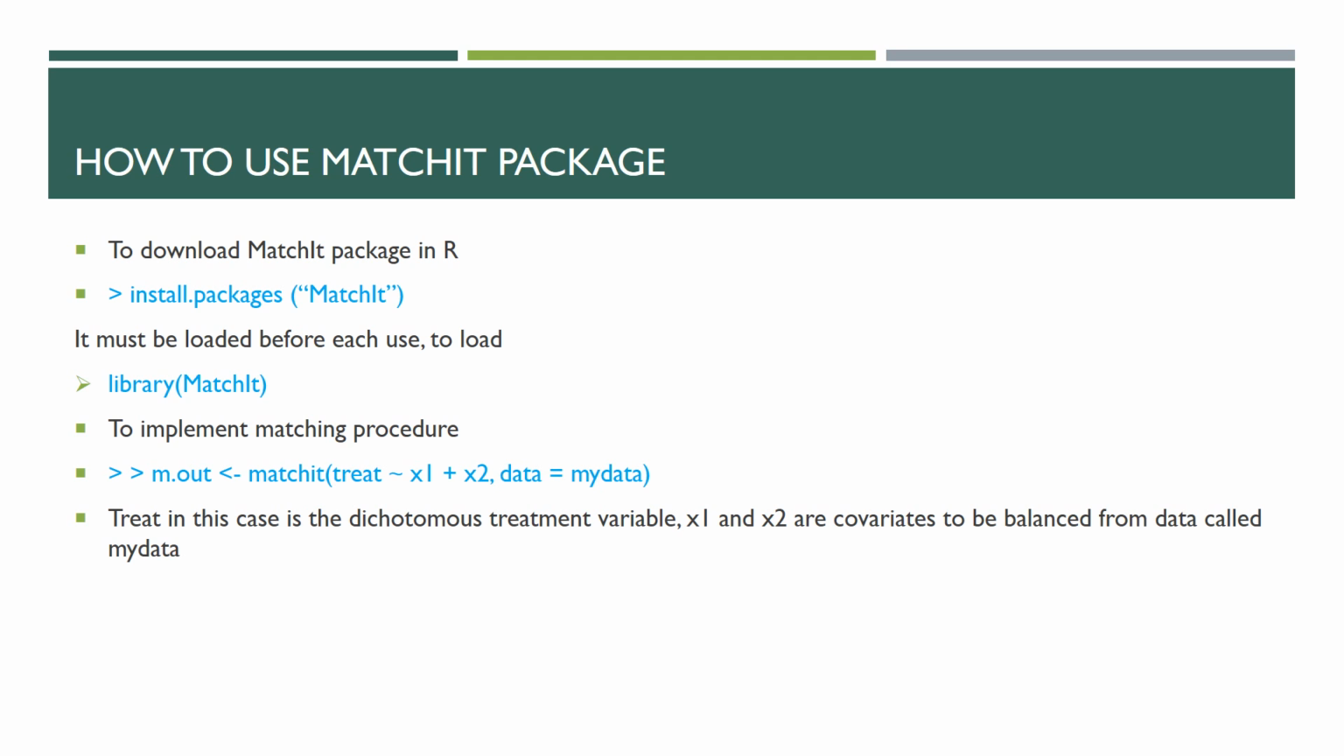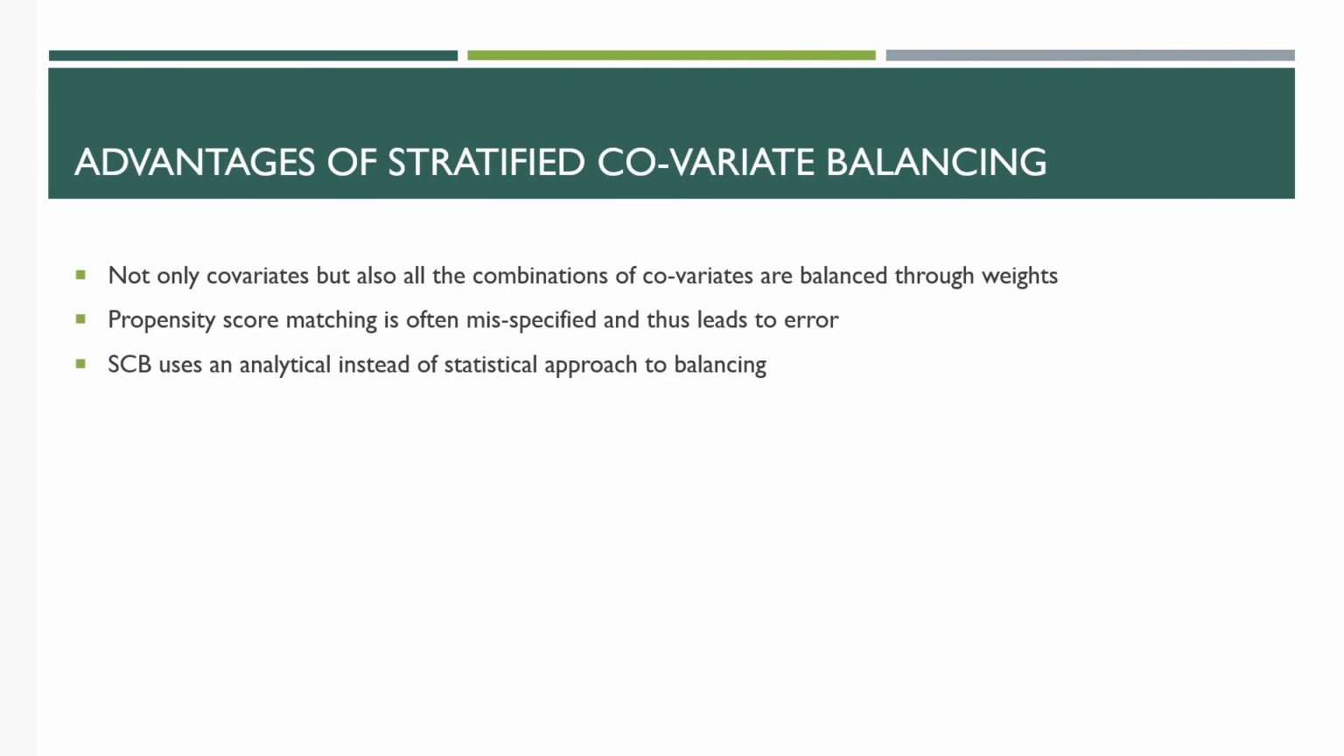That is how you can download and make this package work if you are an R user. Some of the advantages of covariate balancing as compared to propensity score matching include that it not only balances covariates but all combinations of covariates through weights. Propensity score matching is often misspecified and thus leads to error. Stratified covariate balancing uses an analytical instead of a statistical approach to balancing, which is much easier and requires very little input from the analyst.